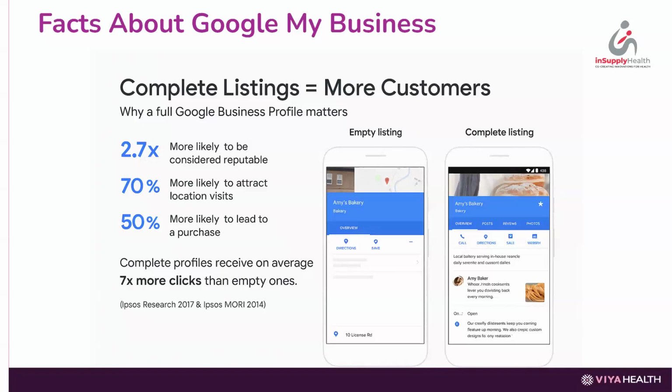So you are 2.7 times more likely to be considered reputable if you have a Google Business profile. So you look reputable, you look like a trustworthy pharmacy. 70% more likely to attract location visits from people who are nearby. Then about 50% of customers are more likely to make a purchase.